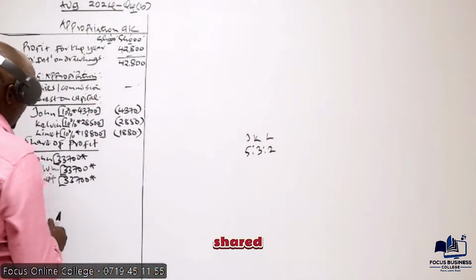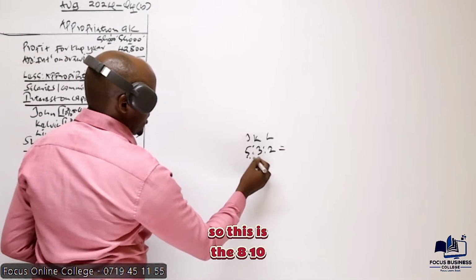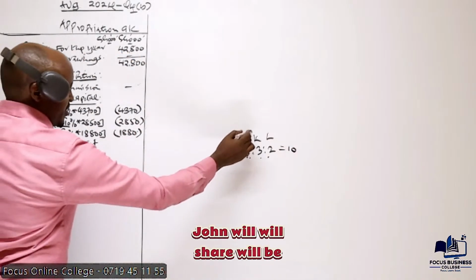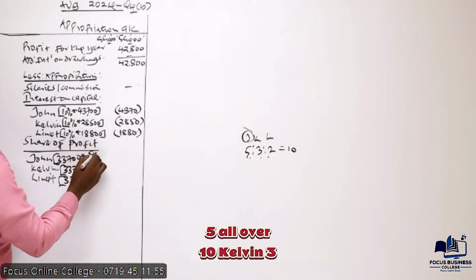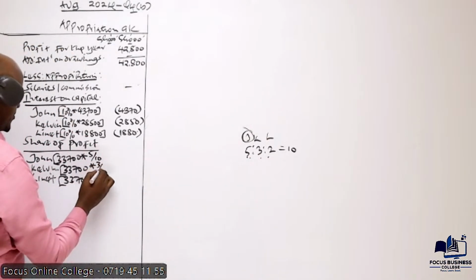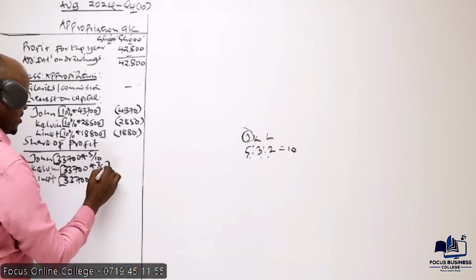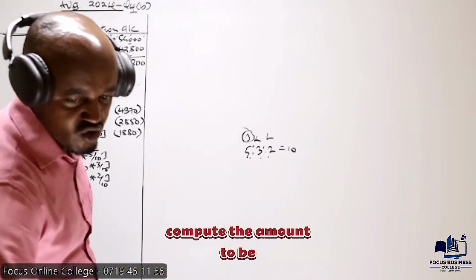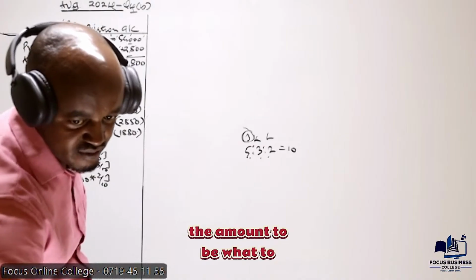So let's determine the amount to be shared by each of the partners. The first thing we need to do here is to get the total. So this is the 810. The amount which John will share will be 5 over 10, Kelvin 3 over 10, and the next 2 over 10. That is basically how we compute the amount to be shared.